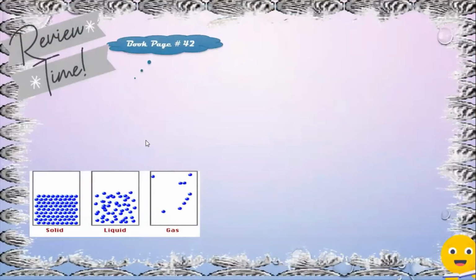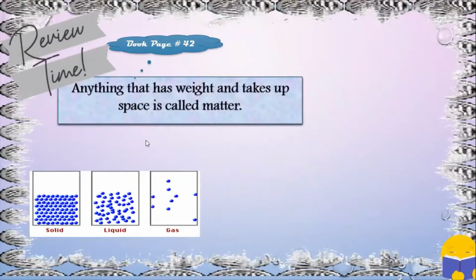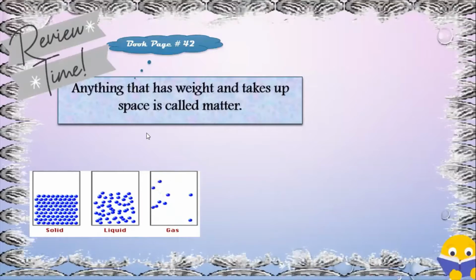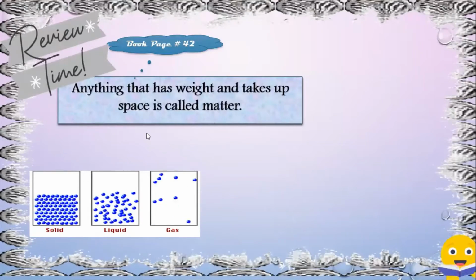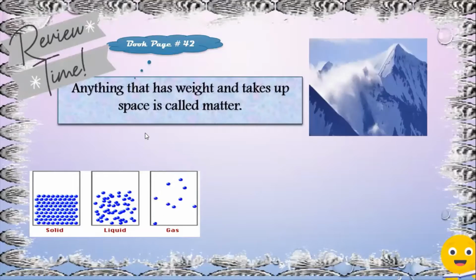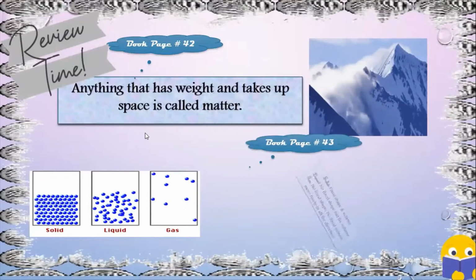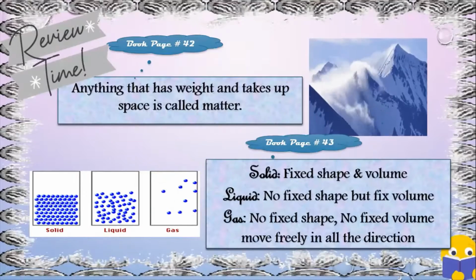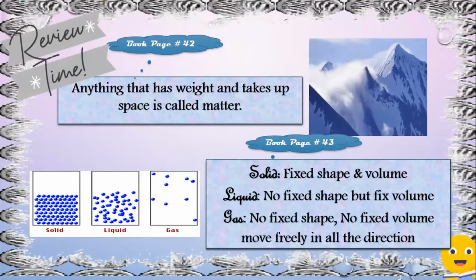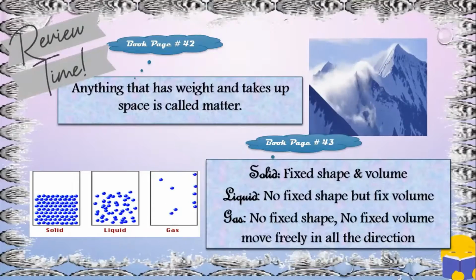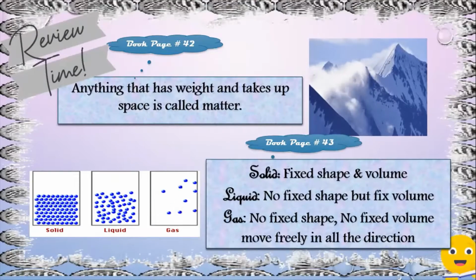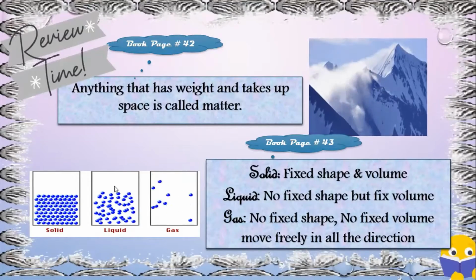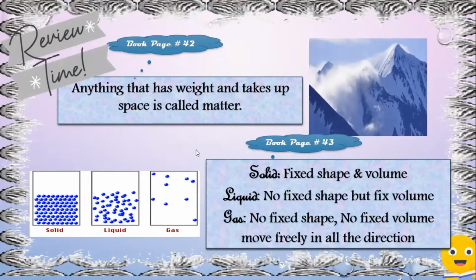Now we are about to review unit number 5, matter and its states. So what is matter, students? Anything that has weight and takes up space is called matter. It has 3 states: solid, liquid and gas. Solid has fixed shape and volume. Liquid has no fixed shape but fixed volume. And gas has no fixed shape and no fixed volume. They can move freely in all directions.